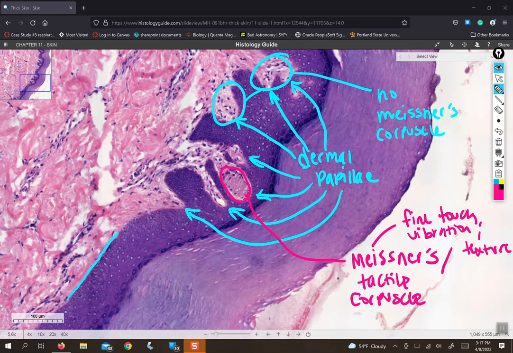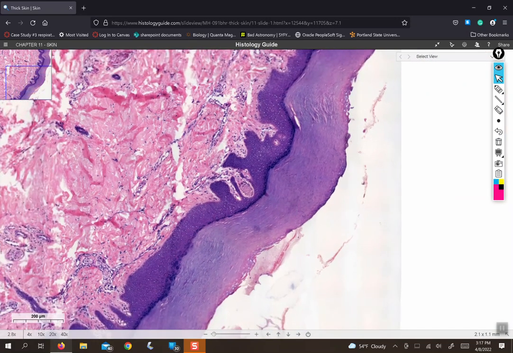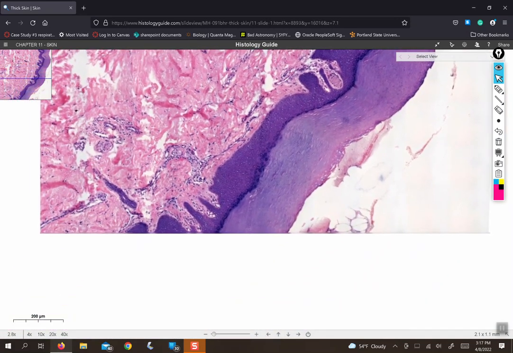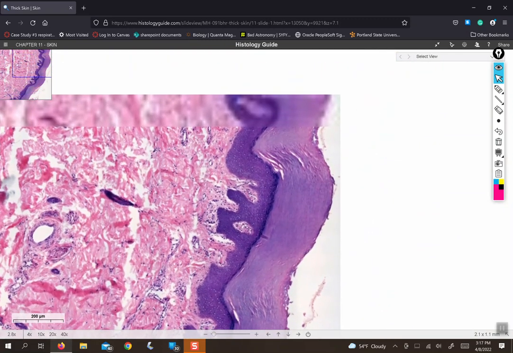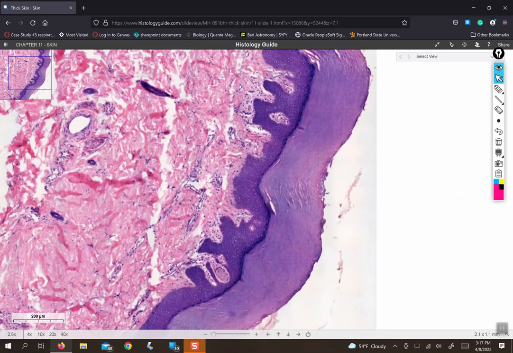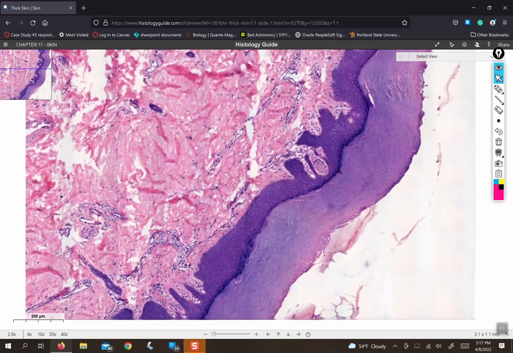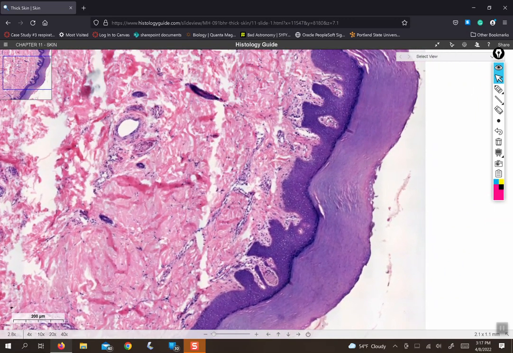So let's zoom out a little bit and just go have a look, see what else there is to behold. I don't see any other Meissner's corpuscles in this slide, just that one. I see lots of dermal papillae. So I see lots and lots of collagen fibers, all these pink things. In fact, most of this pink tissue in general is collagen. And that's because this whole area of the dermis is made of dense, irregular connective tissue.